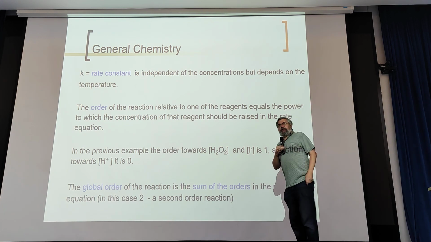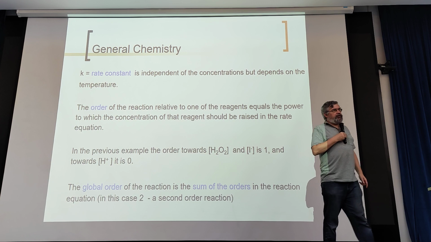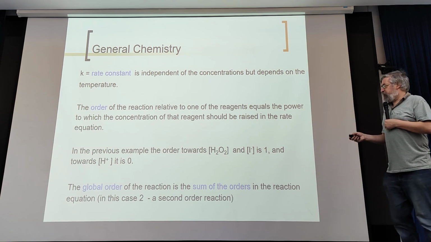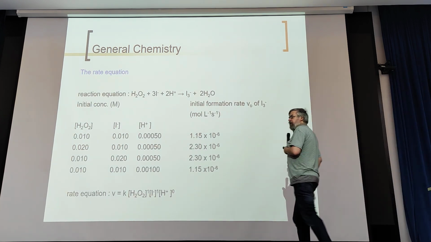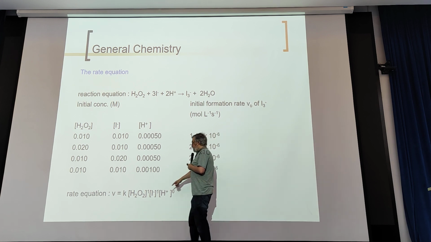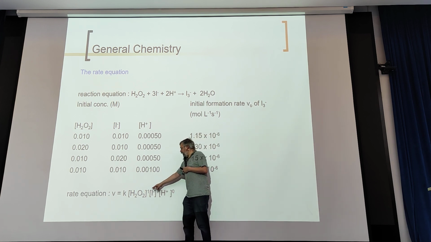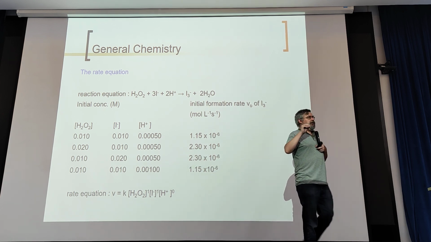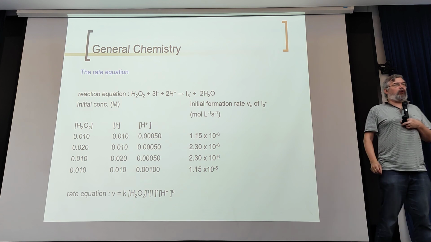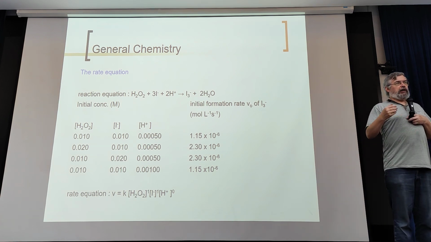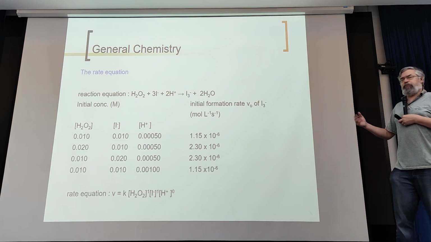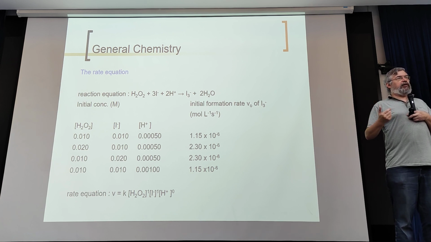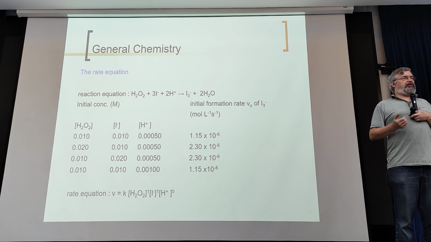What also is important in the equation that we just saw is that we have here exponents 1, 1, 0. These exponents are called the order. And you can say the order of hydrogen peroxide in this reaction is 1. The order of iodides in this reaction is 1. The order of protons in this reaction is 0.